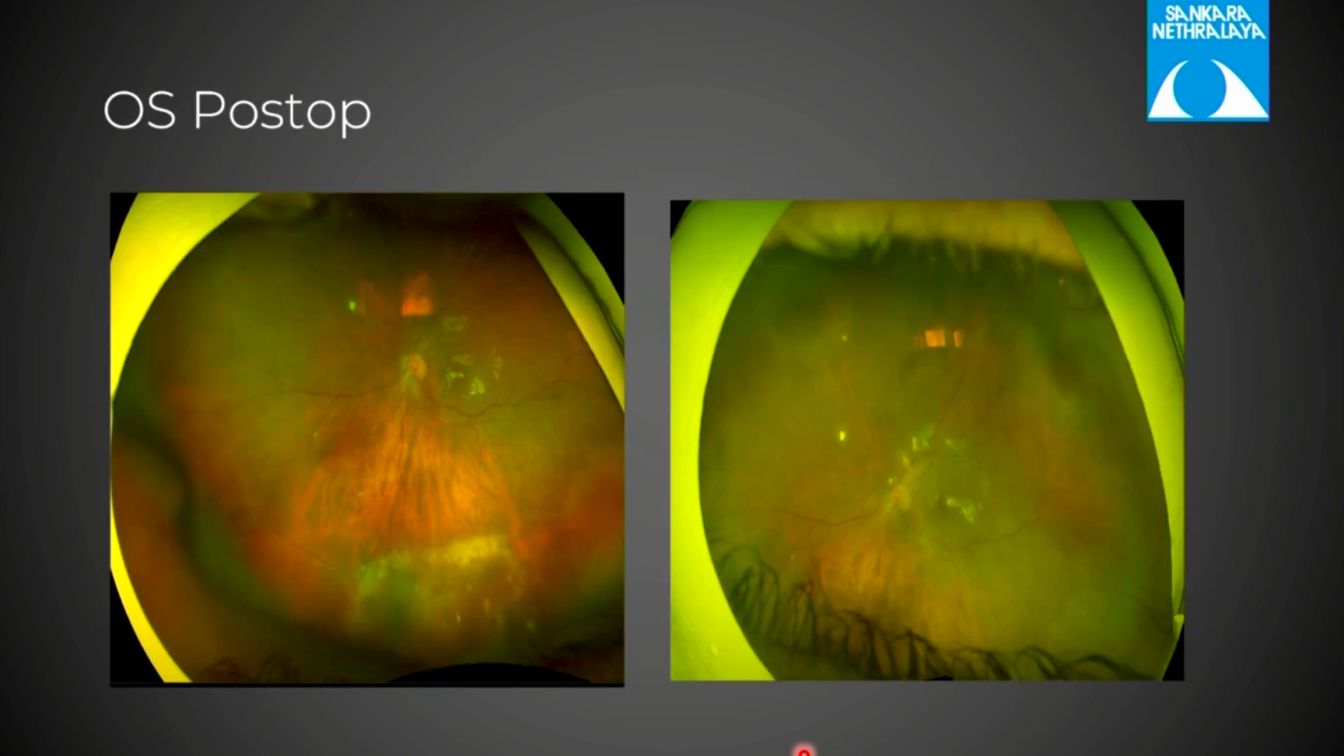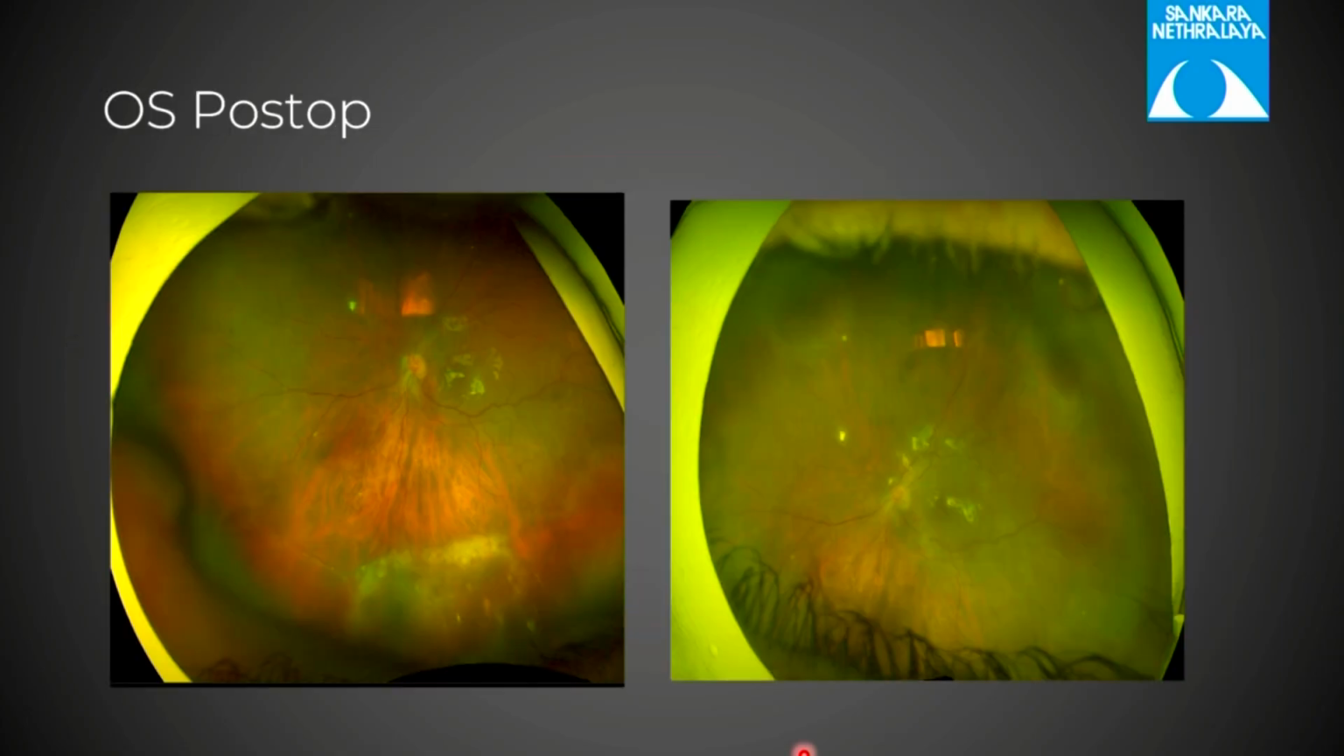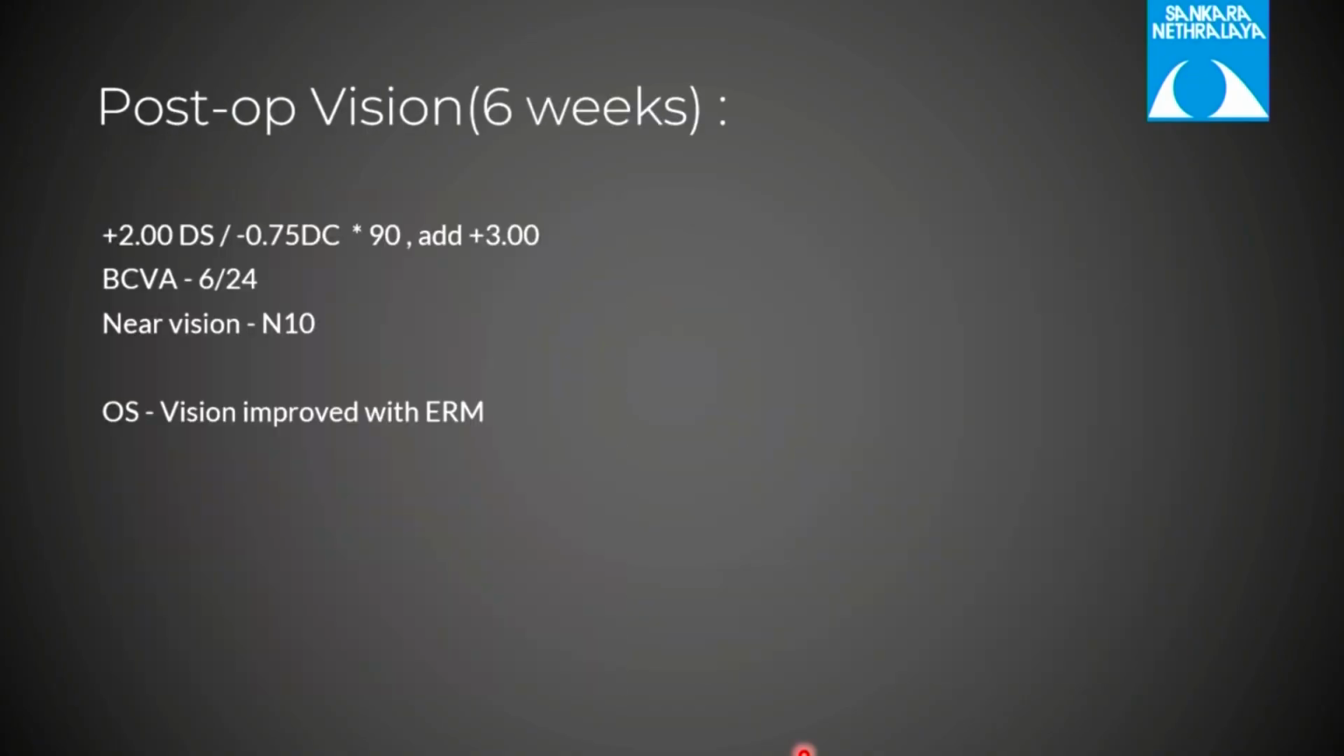Okay, sir. So the patient underwent vitrectomy, belt buckle, laser and SO in the left eye. After that, at post-op 6 weeks, the vision improved to 6/24. Sure, please proceed to the next case.